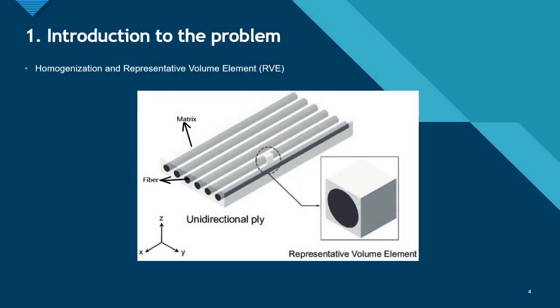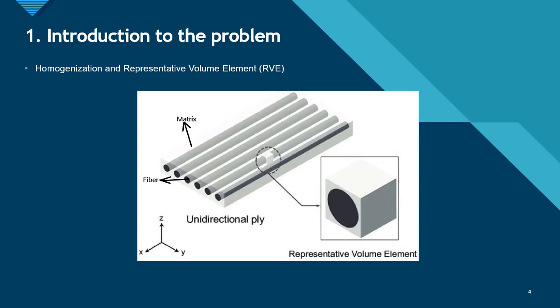So let me introduce you to the problem first. The definitions we must know before we begin are RVE and homogenization. RVE is the representative volume element. This is the minimal representative volume that contains both the matrix and fiber in a sufficient way so that it can be used for further prediction of elastic constants. But let me describe this in a clearer way.